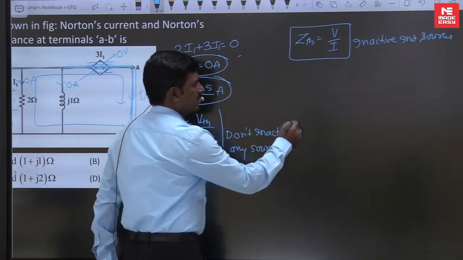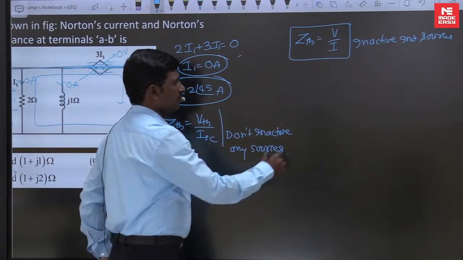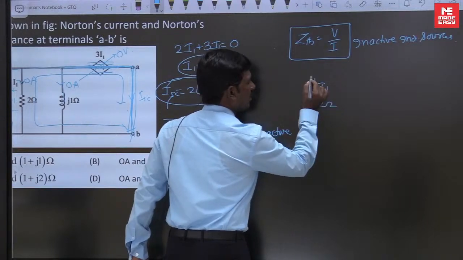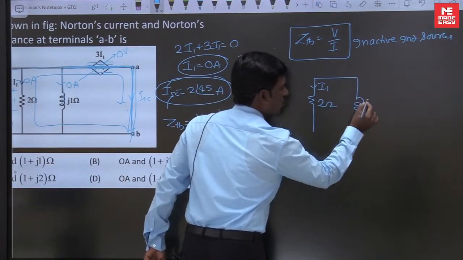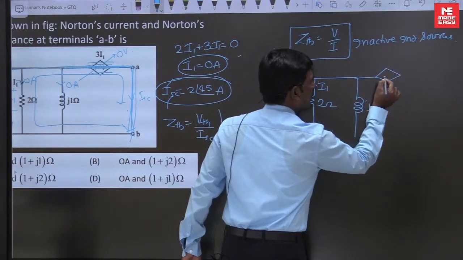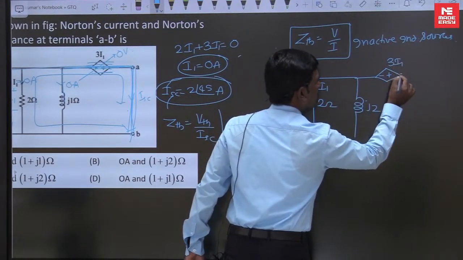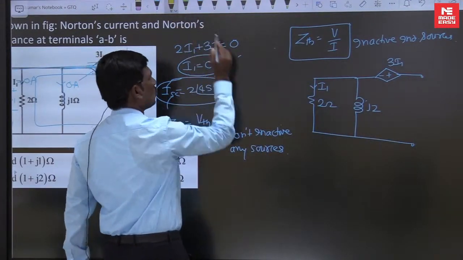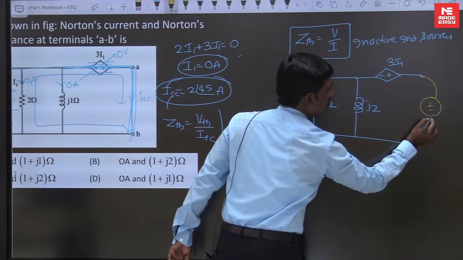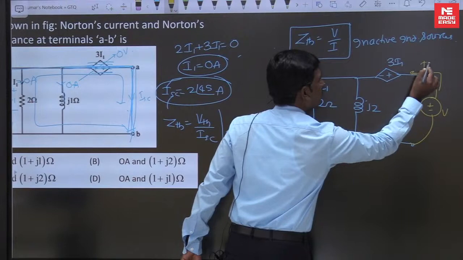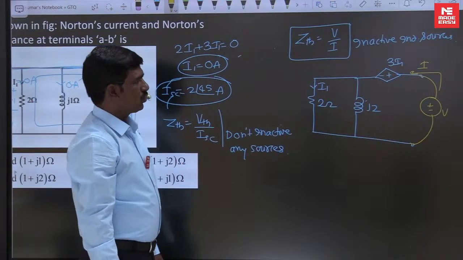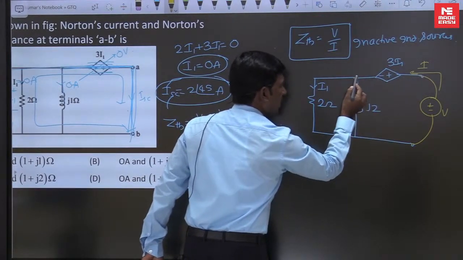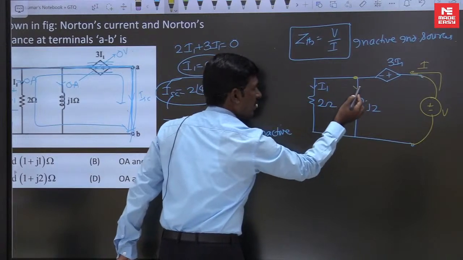Inactivating independent sources means the current source is replaced by an open circuit. Open circuited. Only 2 ohms here now. This current is I1. Here is a J2. Here minus plus 3I1. Where you want the impedance, connect the external source V. Find out this I. We need to find the V by I ratio. The current I is coming here, and it will be divided.